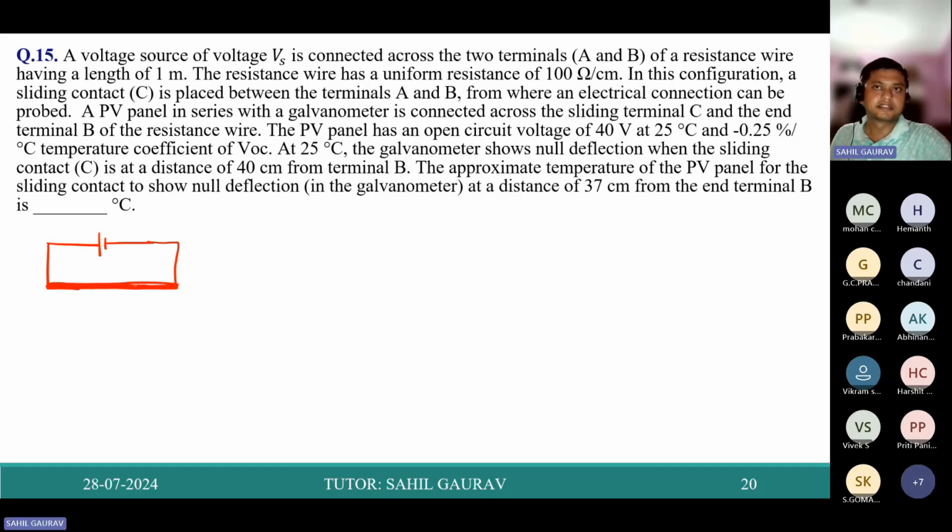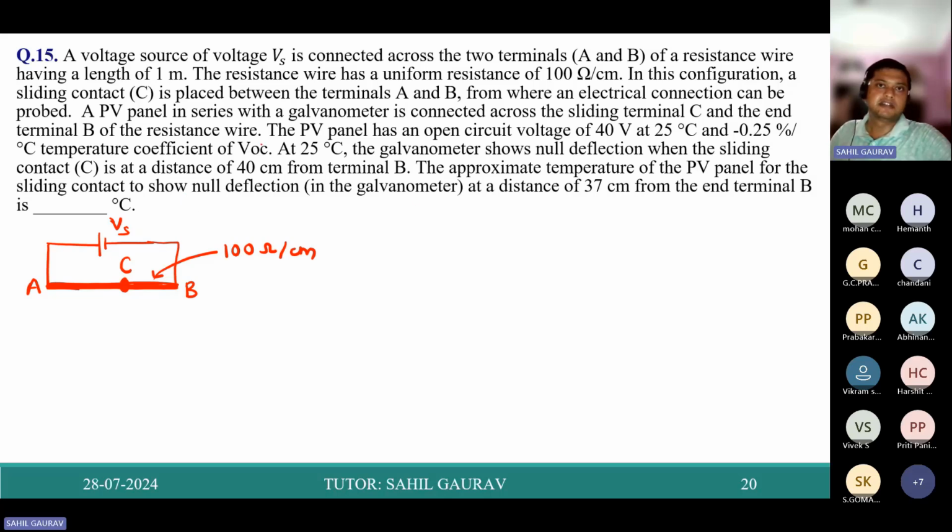So this is the resistance. Take it as A and take it as B. Now the resistance wire has a uniform resistance of 100 ohm per centimeter. In this configuration, a sliding contact C is placed between terminals A and B, from where the electrical connection can be probed.